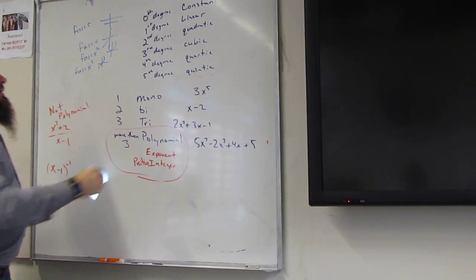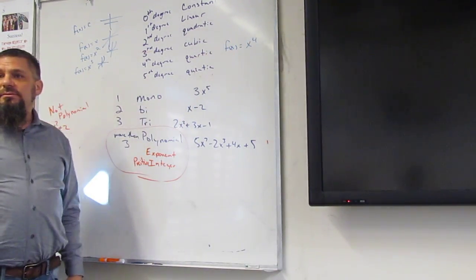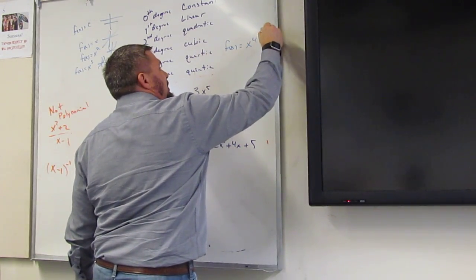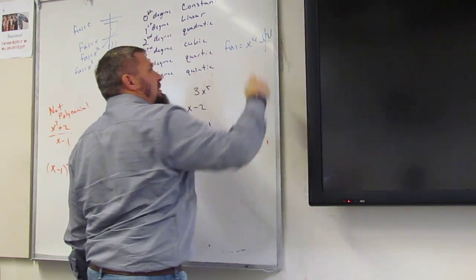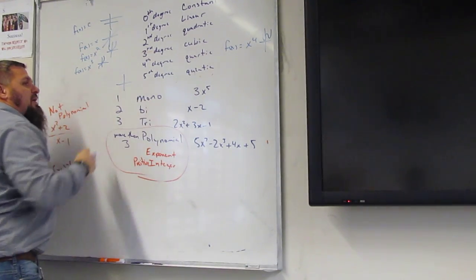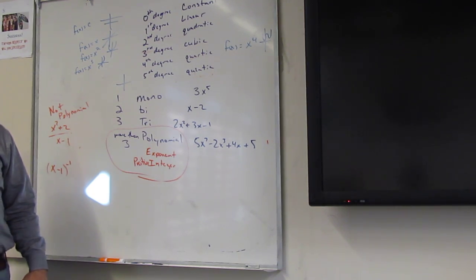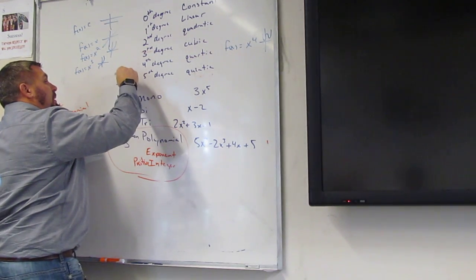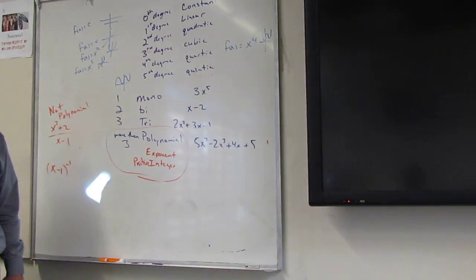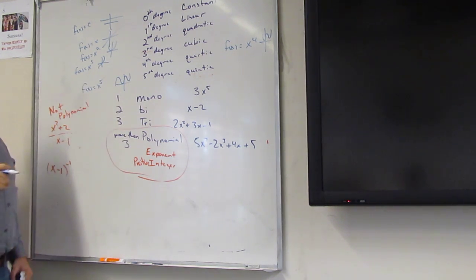The quartic is f of x equals x to the fourth. And it could have as many as 3 humps. So it could look like this: 1, 2, 3. The quintic could have as many as 4 humps. So it could look like 1, 2, 3, 4. And it would be f of x equals x to the fifth.